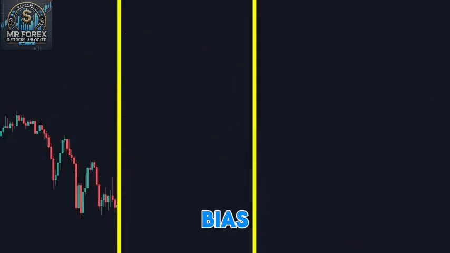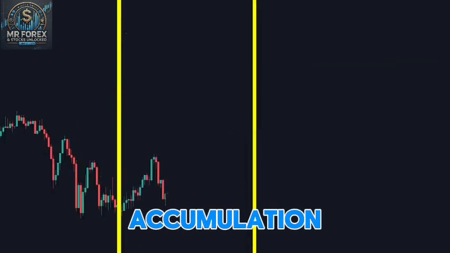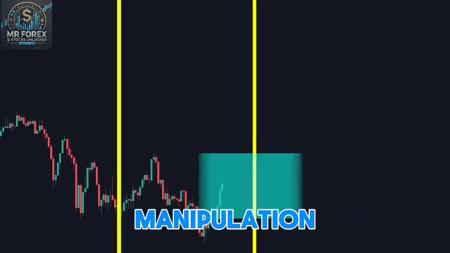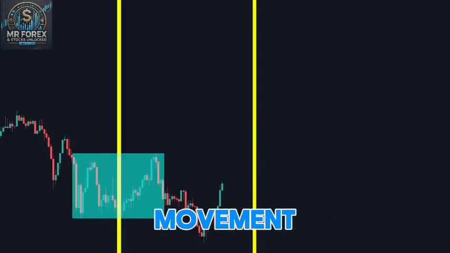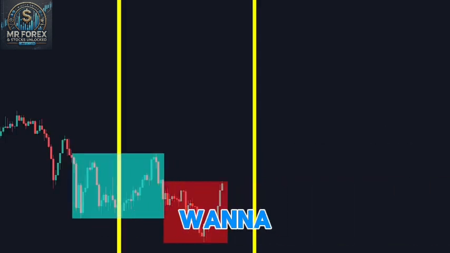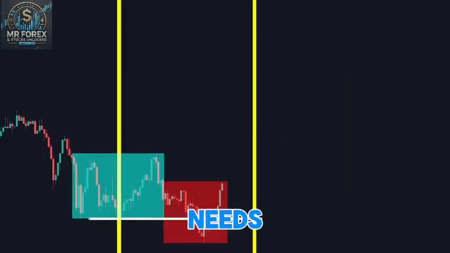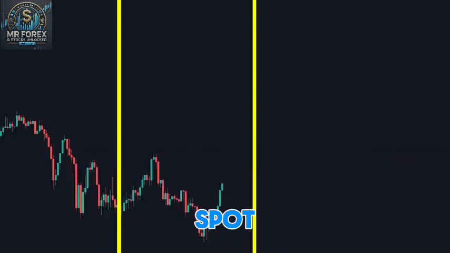Since we have a bullish bias, we want to see 2 things happen inside these yellow lines: accumulation and then directly after, manipulation. Right at 10 a.m. we have sideways movement, or in other words, accumulation. So we're good there. Next, we want to see some manipulation. Since we have a bullish bias, this manipulation needs to head towards the downside, which is exactly what happens. Once both of these things happen, we need to look for a spot to enter a trade.